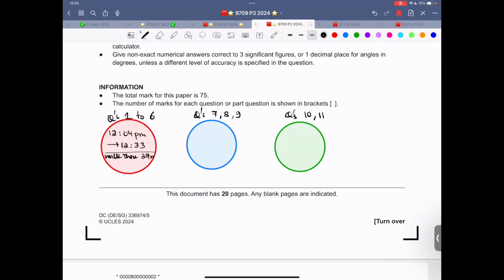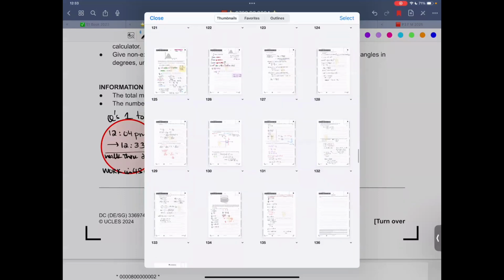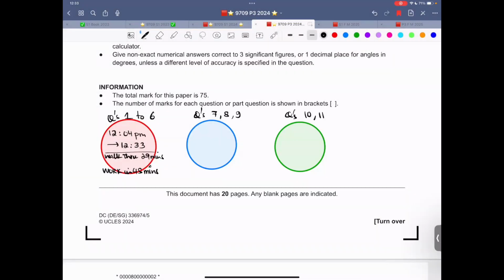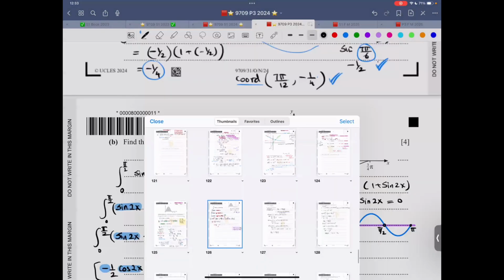This is 29 minutes. That means you can comfortably work in 45 minutes. So first 6 questions, 45 minutes. So now this is 12:33. Let me think of it as 12:34. And we are starting with the next one. So now this is 12:34 p.m. And let's see how much time it would take. So let me go all the way over here.